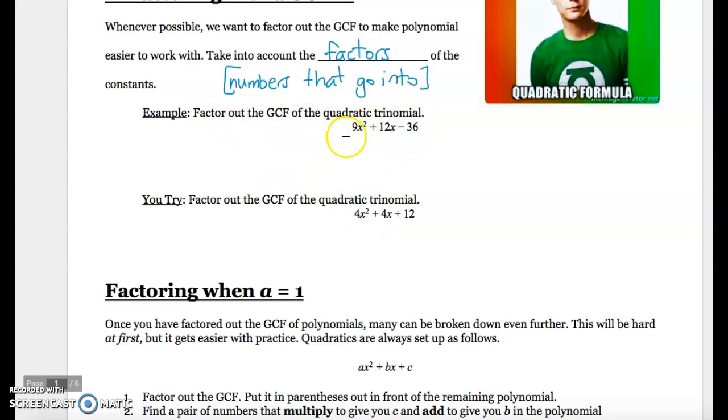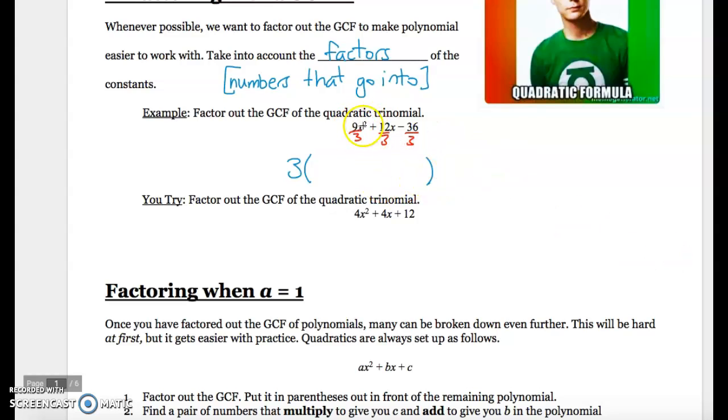Okay. So if I look at this first example, it says factor out the GCF of the quadratic trinomial. So you're just looking and seeing, are there numbers that go into 9, 12, and 36? And I would say, yeah, absolutely. All of these numbers are divisible by 3, so I'm going to pull my 3 out front. Then to figure out what's left over, you can think of it as dividing each of these numbers by 3.